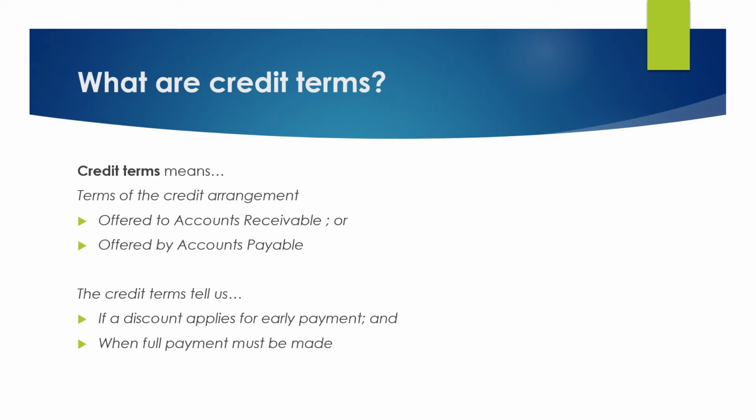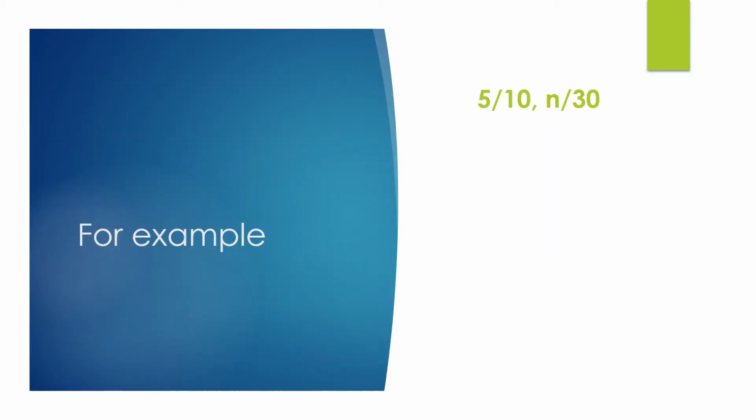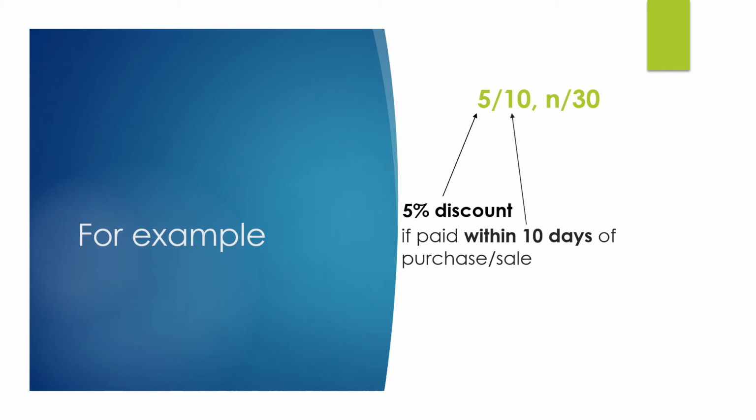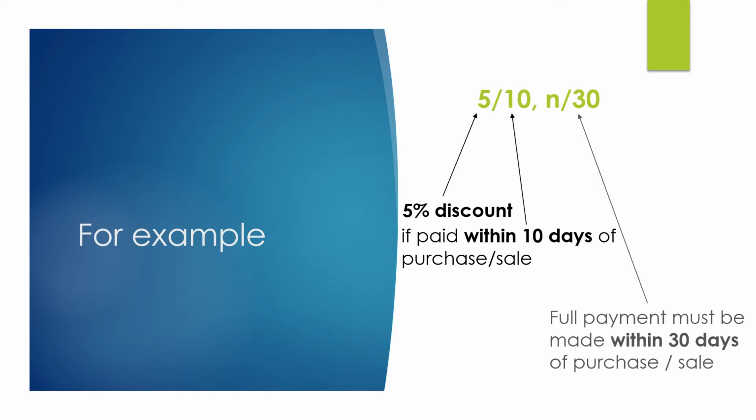Credit terms are terms of the credit arrangement offered to the accounts receivable or offered by the accounts payable. The credit terms tell us if a discount applies for early payment and when full payment must be made. Here's an example of how credit terms might look like. This basically means that 5% discount is given or received if payment is made within 10 days of purchase or sale. Even if early payment is not made, full payment of the amount owing must still be made within 30 days of purchase or sale.